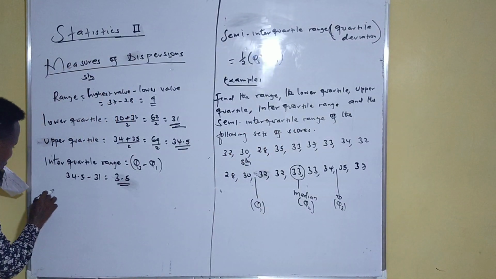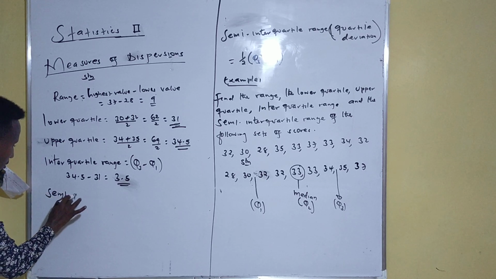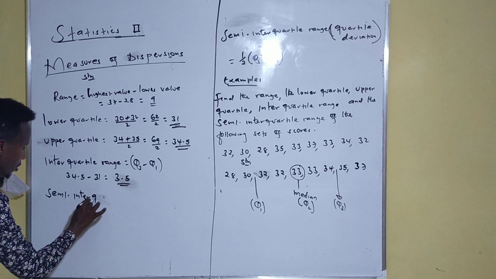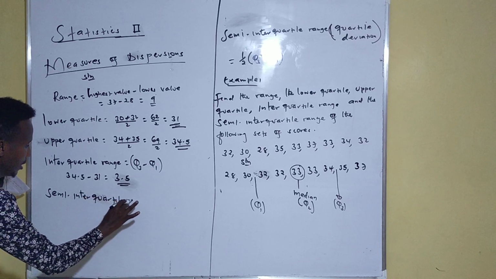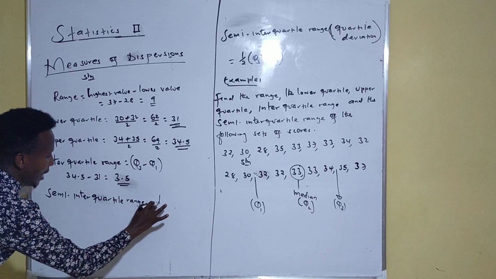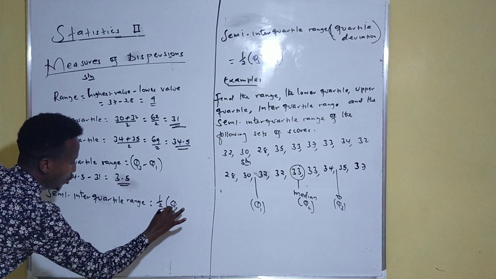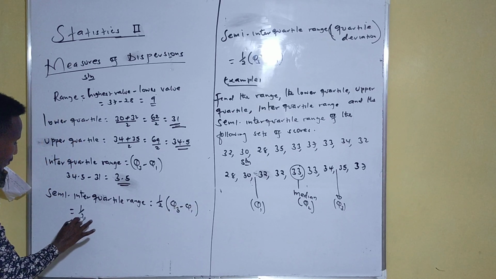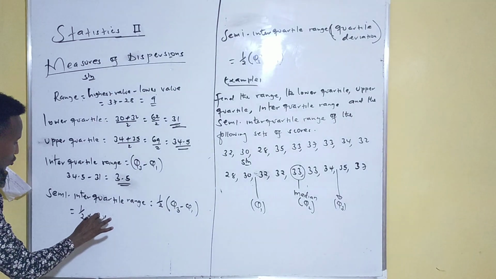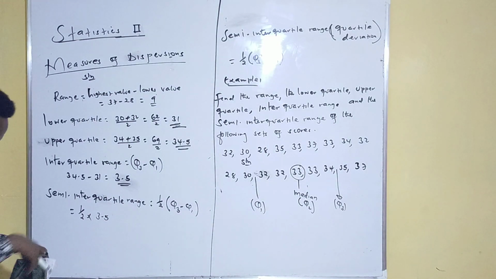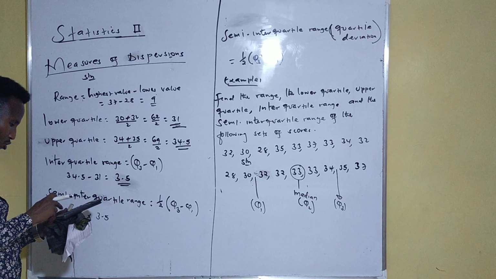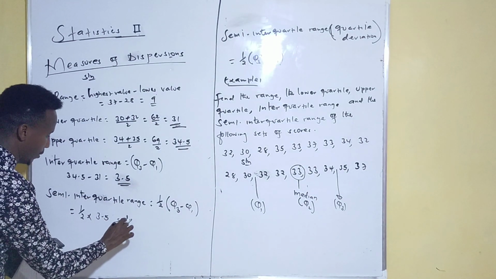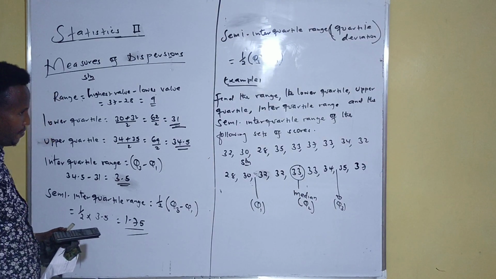Then we are also told to find the semi-interquartile range. Semi-interquartile range is gotten as a half times Q3 minus Q1, which is equal to a half times this one, 3.5. So that will give us what? 3.5 divided by 2 will give us 1.75.